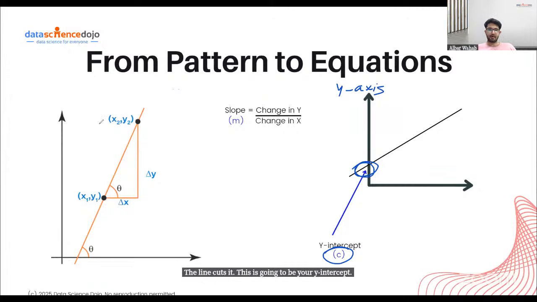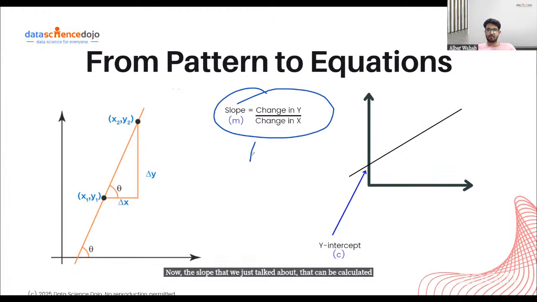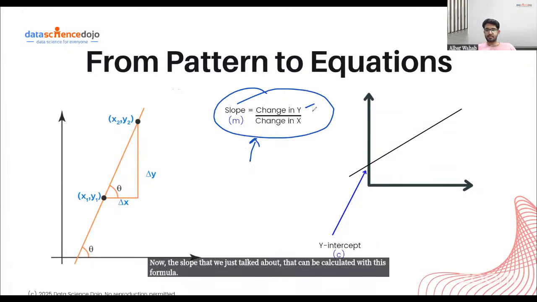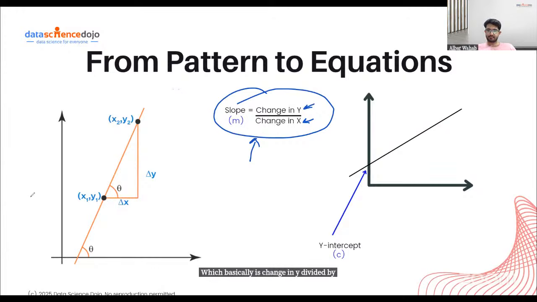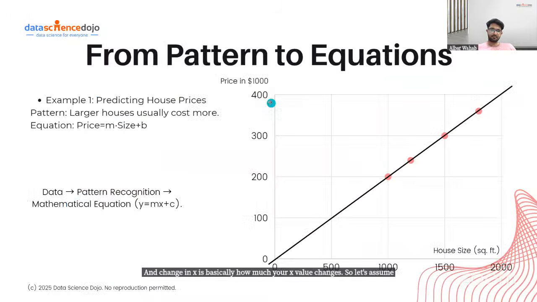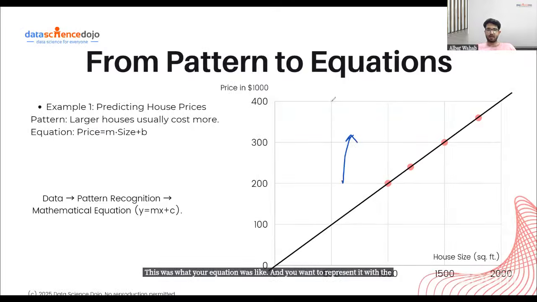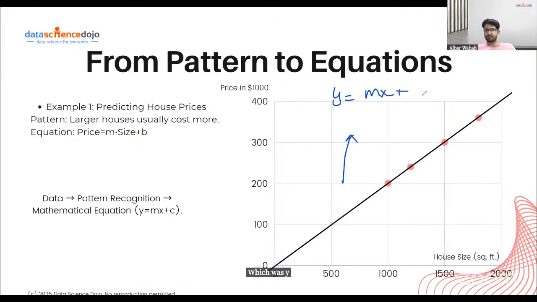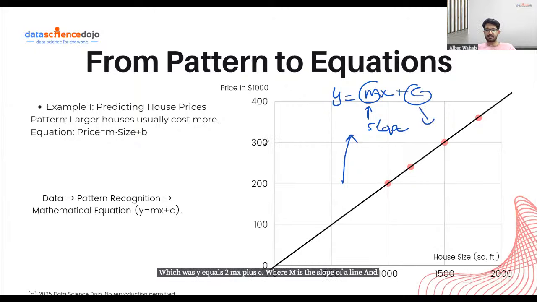Now, the slope that we just talked about can be calculated with this formula, which basically is change in y divided by change in x. Change in y means how much your y value changes, and change in x is how much your x value changes. So let's assume, with an example, this was what your equation was like. And you want to represent it with the help of the equation that we just talked about, which was y equals mx plus c, where m is the slope of a line and c is where the line cuts the y-axis.